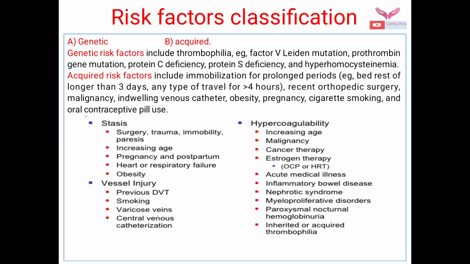Acquired risk factors include immobilization for a prolonged period, for example, patients who are bedridden for more than 3 days, or any type of air, train, or bus travel of more than 4 hours, recent orthopedic surgery, malignancy, indwelling venous catheter, obesity, cigarette smoking, pregnancy, and oral contraceptive pill use. These are the acquired risk factors.